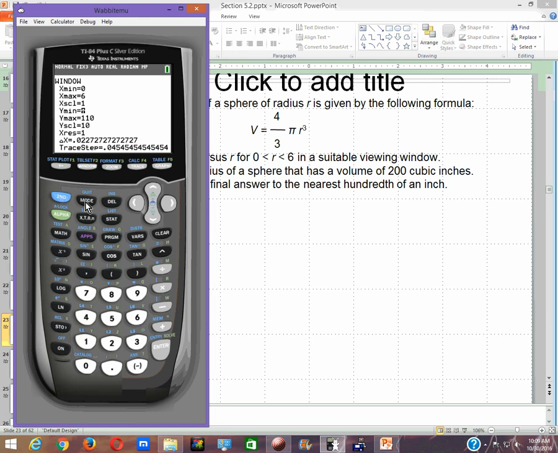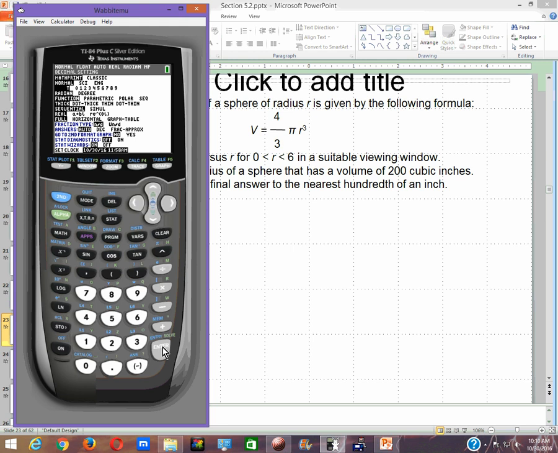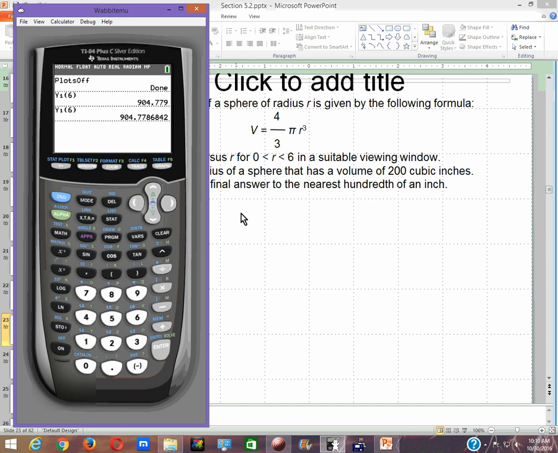To get a y max, since I know the largest r I'm going to look at is going to be 6, I can figure out what V of 6 would be. So, VARS, Y-VARS, Function, Y1, of 6. So I get 904.779. Remember, I've still got my float to 3. Maybe I should set my float back to float. But getting this 904, I'm going to let my y max be 1,000. And I'm going to let my y scale be 100, since I went out to 1,000.